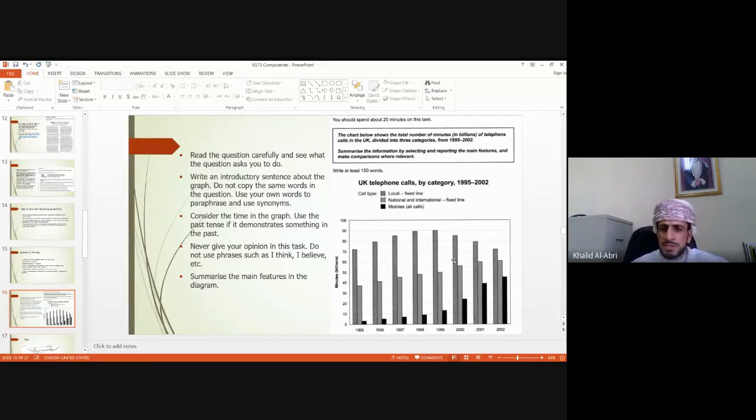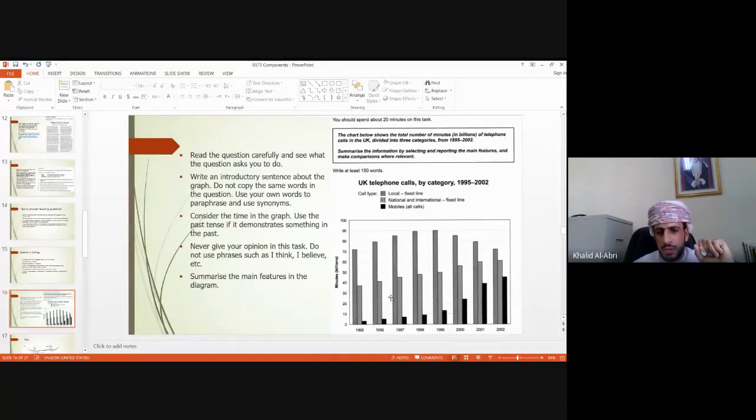And what comes next is description. So you need to summarize the main features. There are 3 features: local calls, national and international, and then mobile calls. So you need to summarize. So this one, the dark one, is the mobiles. What can you see here? We can see that there is an increase. So you write about this in 1 paragraph.